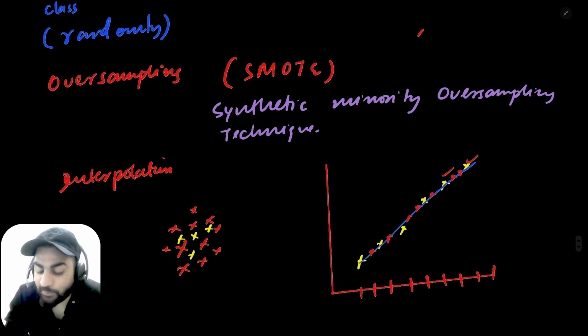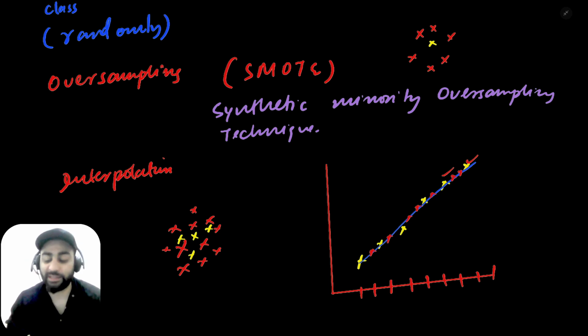So for example, we have some samples over here like this. Now what we'll do is we'll interpolate this sample. We'll say this sample also will belong. This is a synthetic sample now. This sample was not in the data set. We created the sample.